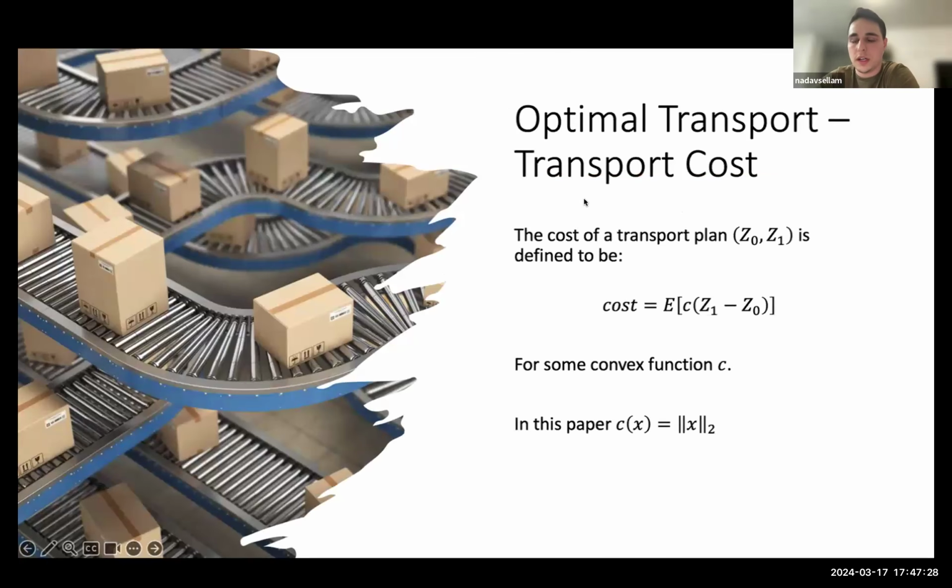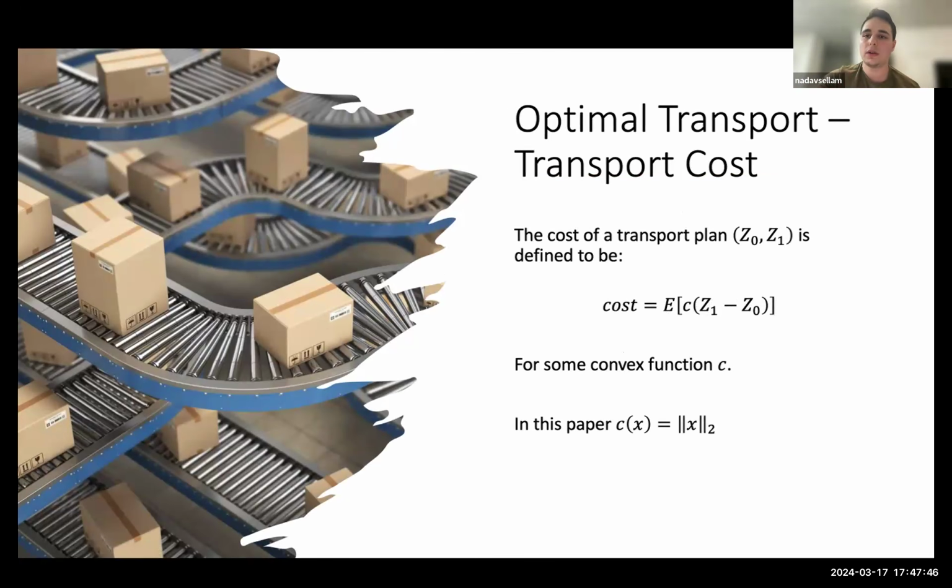So each transport plan has a transport cost. According to optimal transport, we know that the cost of a transport plan would be the expectation over the function c of z1 minus z0, where c is some convex function. In this paper, they use the L2 norm.